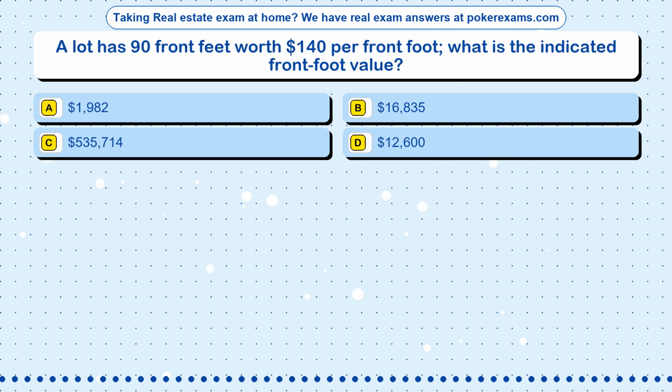Question 100. A lot has 90 front feet worth $140 per front foot. What is the indicated front foot value? Option A, $1,982. Option B, $16,835. Option C, $535,714. Option D, $12,600.